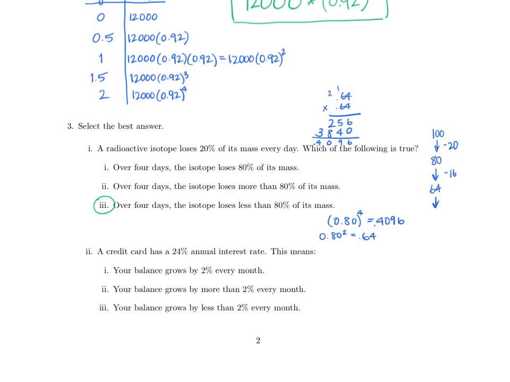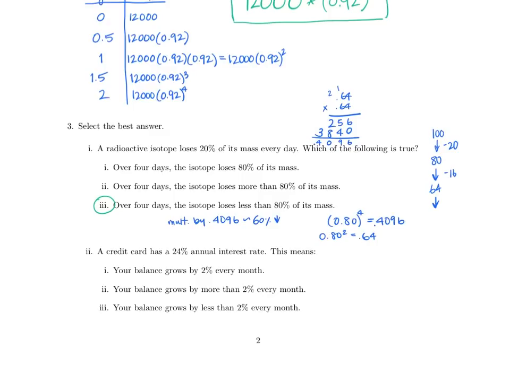All right, well, if I'm multiplying something by 0.4096, multiplying by 0.4096 is what percent decrease? It's about a 60% decrease, not an 80% decrease. So you can see that, yes, our intuition that over 4 days the isotope loses less than 80% of its mass is true.